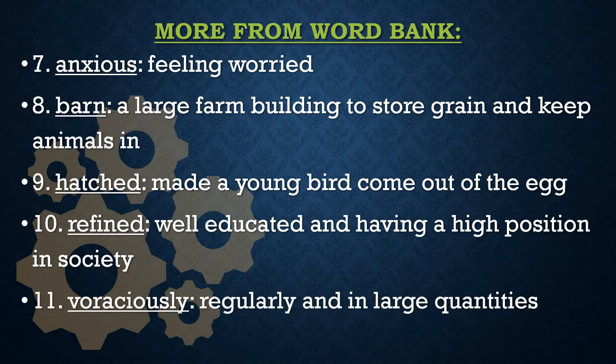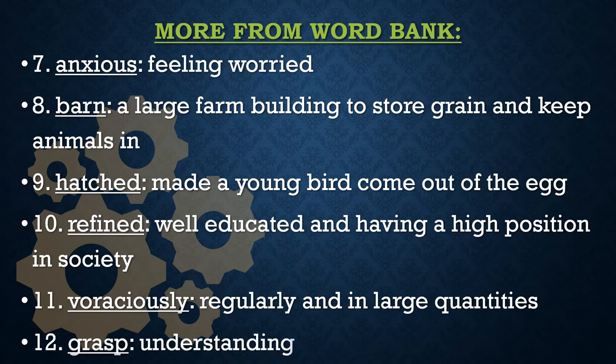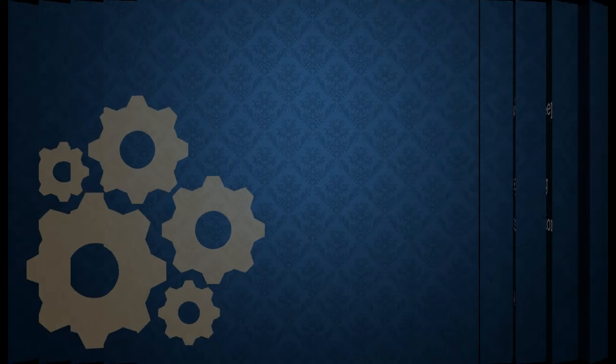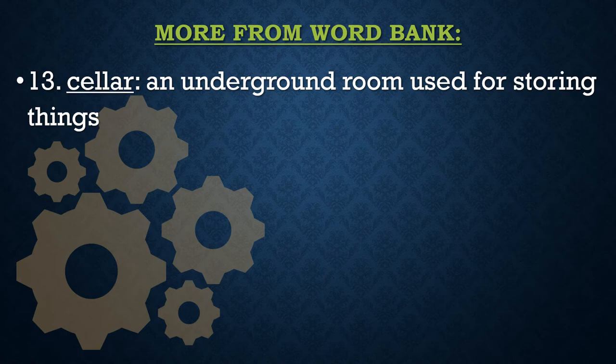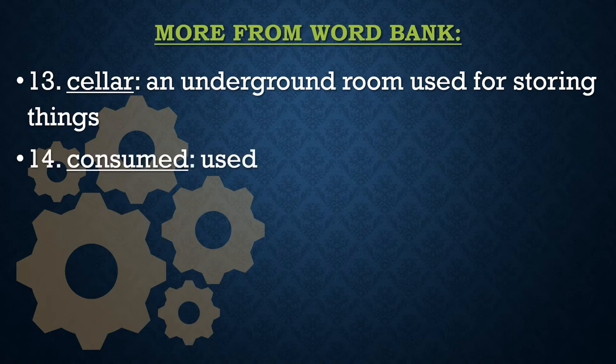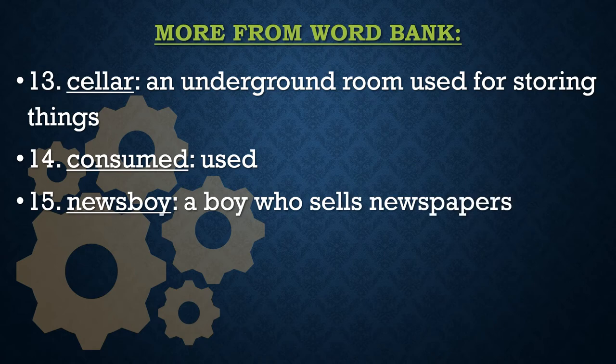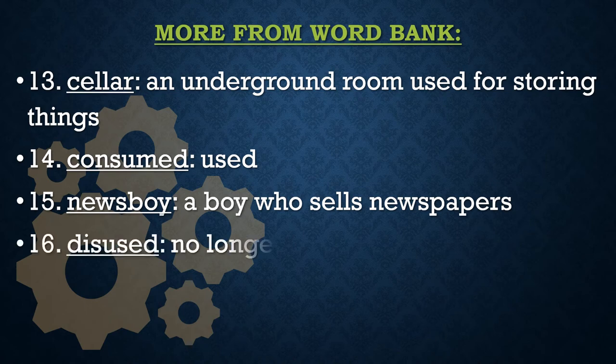Number 11 is voraciously, which means regularly and in large quantities. Number 12 is grasp, which means understanding. Number 13 is cellar, which means an underground room used for storing things. Number 14 is consumed, which means used. Number 15 is newsboy, which means a boy who sells newspapers.